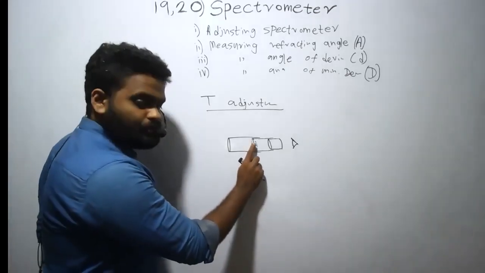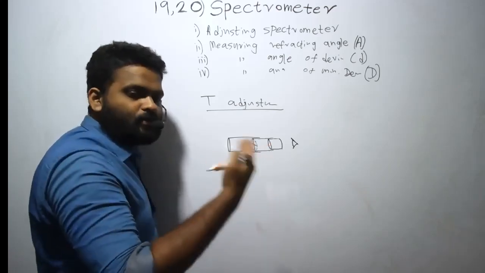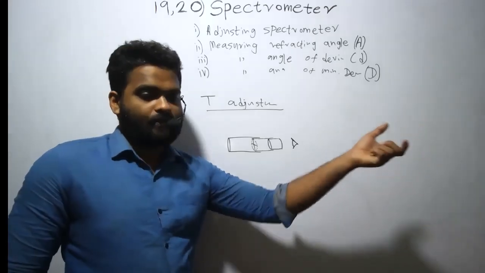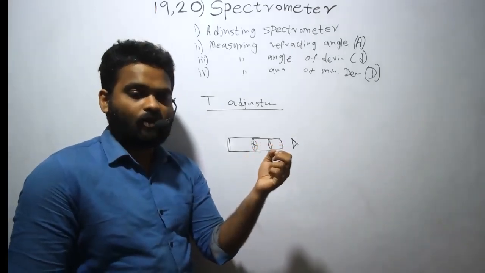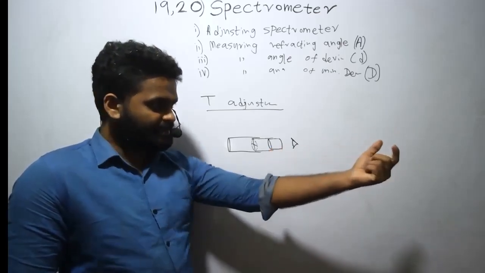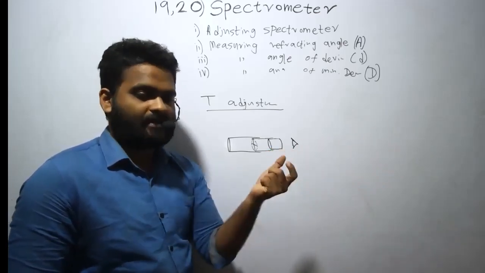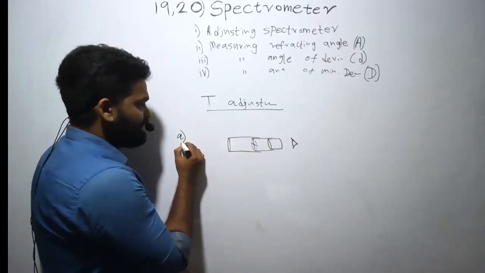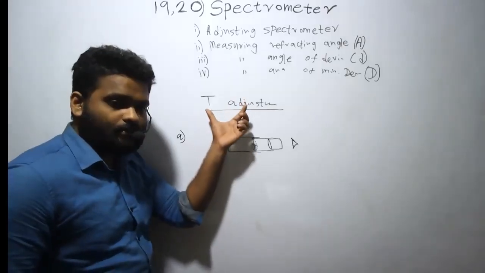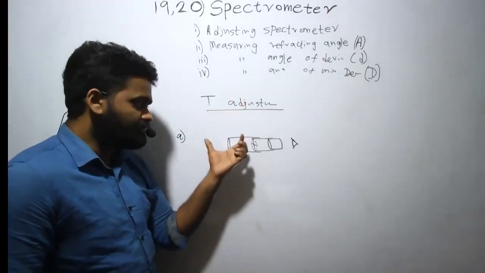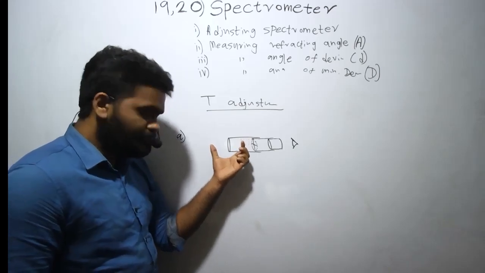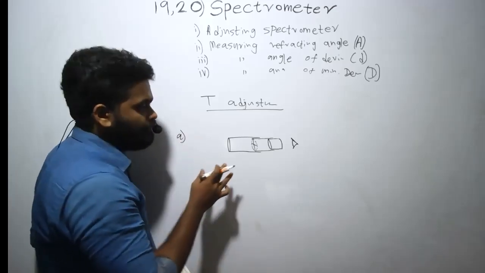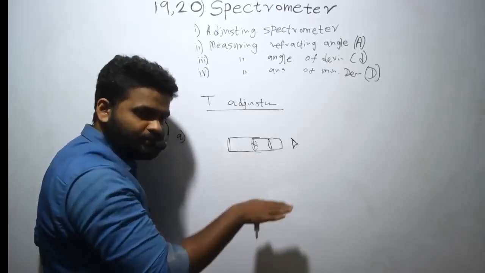So you have to make sure that this telescope only responds to parallel light. Parallel light means light coming from infinity. You have learned that in optics. Light coming from infinity, those are parallel light beams. Under telescope adjustment, we have subunits, and those subunits also should be done in order.